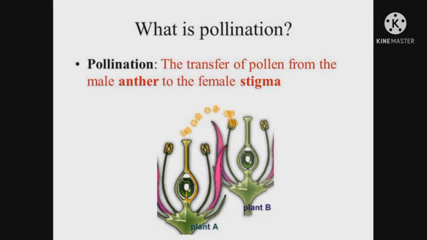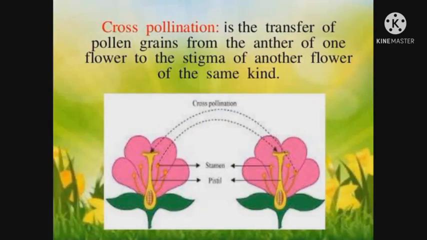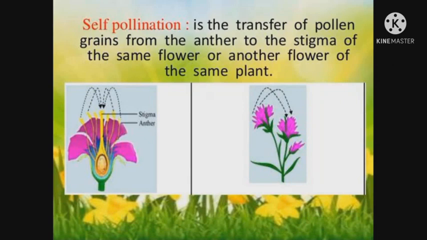What is pollination? The transfer of pollen from the male anther to the female stigma is called pollination. Pollination may occur in two ways. They are cross-pollination and self-pollination. Cross-pollination is the transfer of pollen grains from the anther of one flower to the stigma of another flower of the same kind. Self-pollination is the transfer of pollen grains from the anther to the stigma of the same flower or another flower of the same plant.